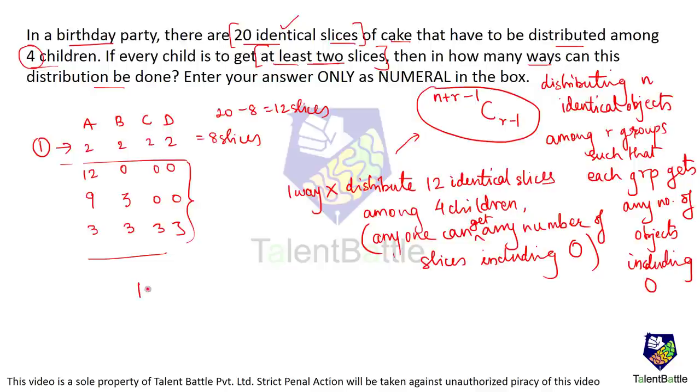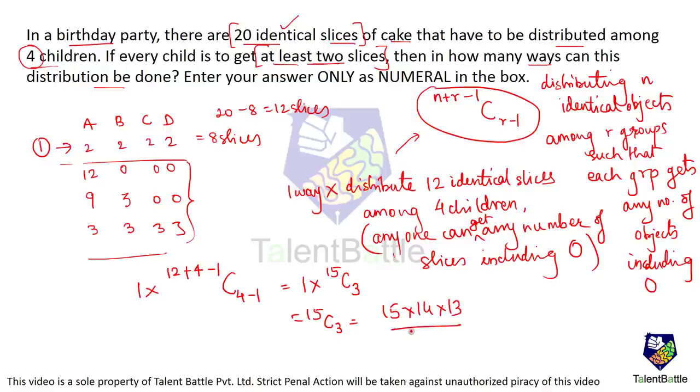So what we have is 1 into n, and over here there are 12 slices remaining. How many children are there? 4. I have to distribute among 4 groups, that is 4 children. Minus 1, C, 4 minus 1. So what you get over here is 1 into 12 plus 4 is 16, minus 1 is 15, C 3. That is 15 C 3 is the answer. Let's find the answer for this: 15 into 14 into 13 divided by 3 factorial, that is 3 into 2 into 1. So 2 into 7, 3 into 5, that comes out to be 35 into 13, which comes out to be 455 ways.